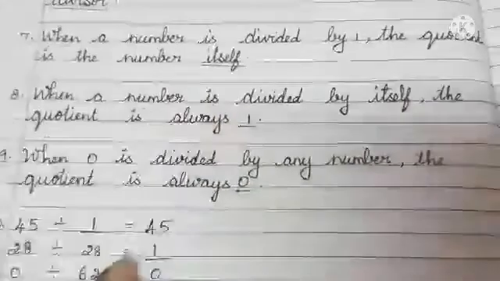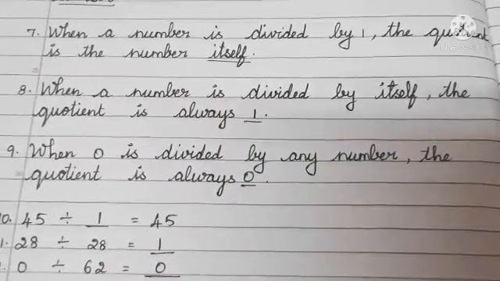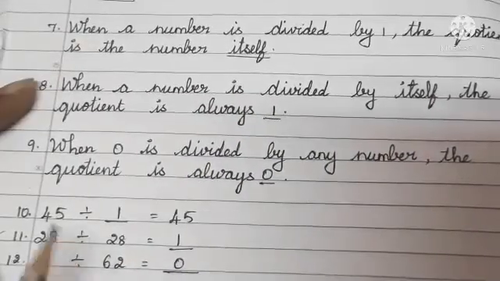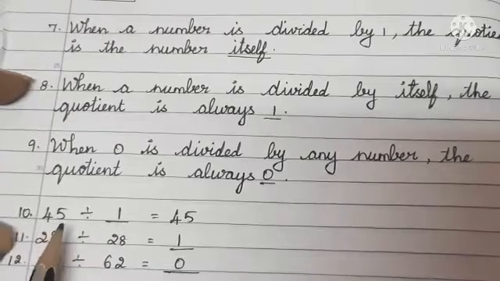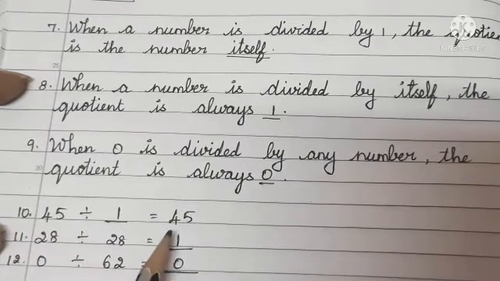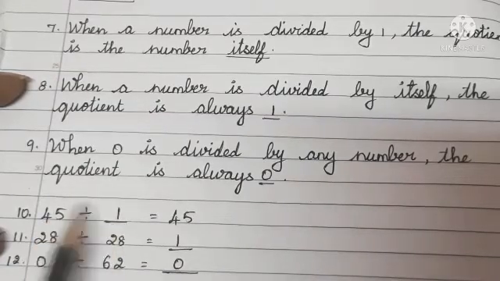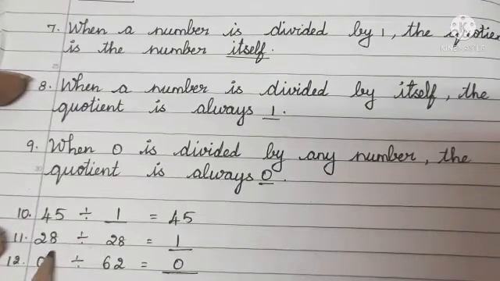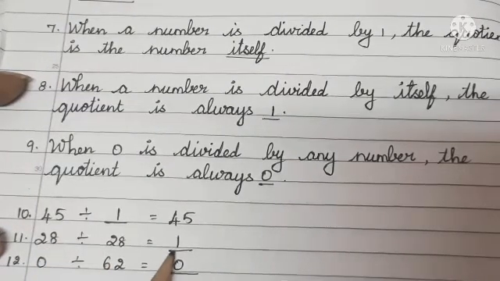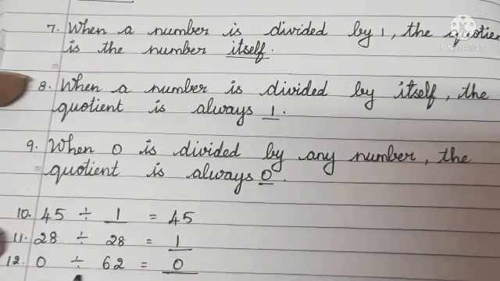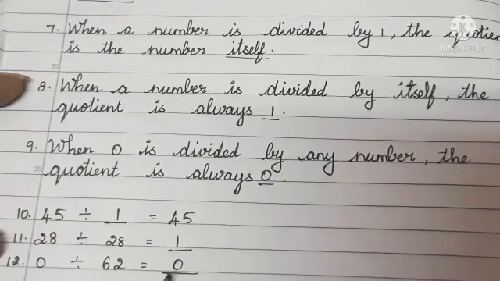Next, the examples for the given questions. 45 divided by 1, you will get 45. Then 28 divided by 28 is 1. That means if you are dividing 45 by 1, you will get the same answer, 45. If you are dividing a number by the same number, 28 divided by 28, you will get the answer 1. If 0 is divided by 62 or any number, you will get 0. Have you understood this?